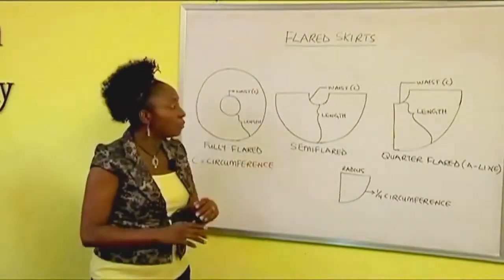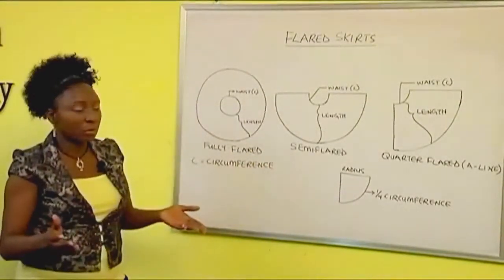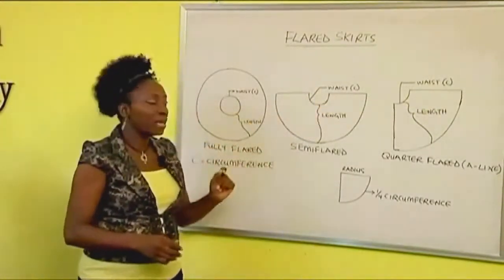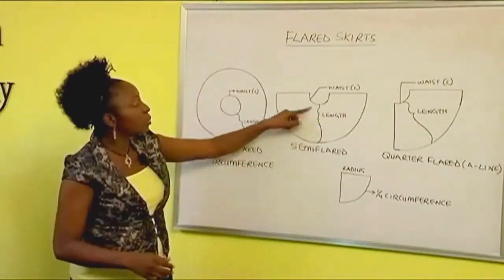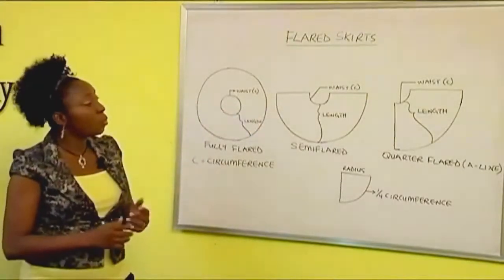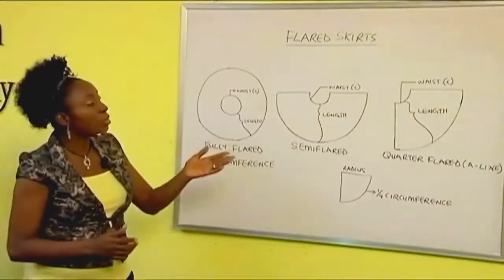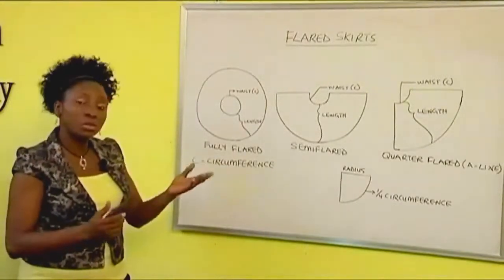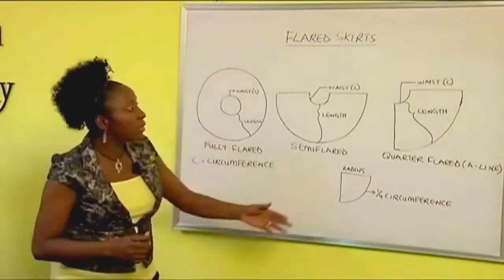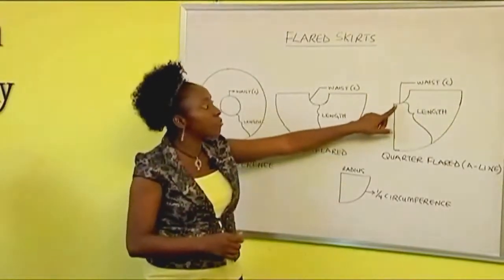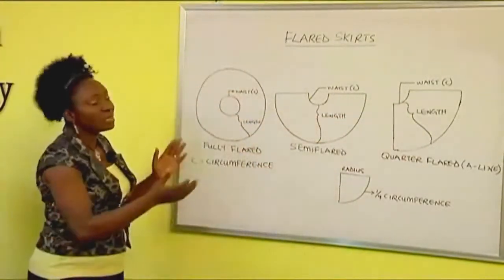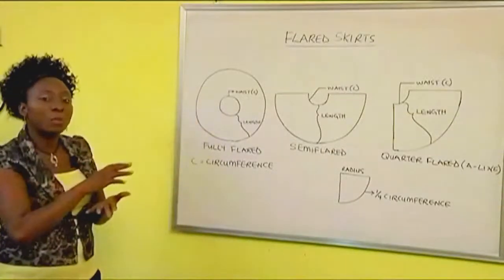Now if you look at the semi-flared skirt, you can see that it's a semicircle. And we have the inner semicircle here representing the waist. And of course the distance between the two semicircles will give you the length. Now the third one we have there is a quarter circle. It's called the quarter flared skirt, also known as the A-line skirt. Now it's not as flared as the others, obviously. This quarter circle in here represents the waist, and the length is in between the two quarter circles.